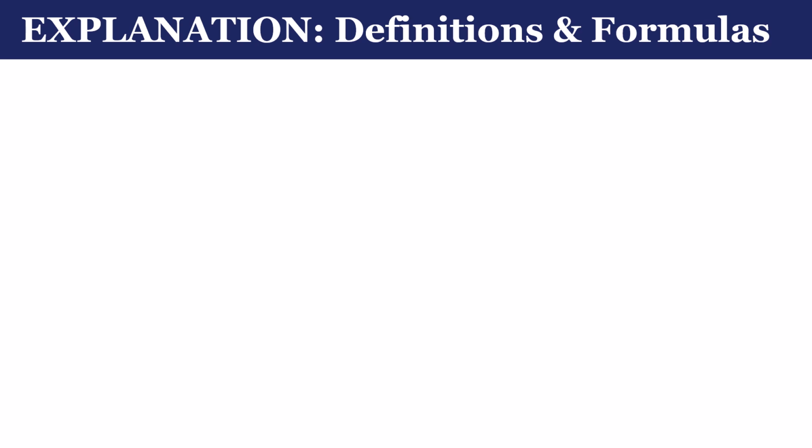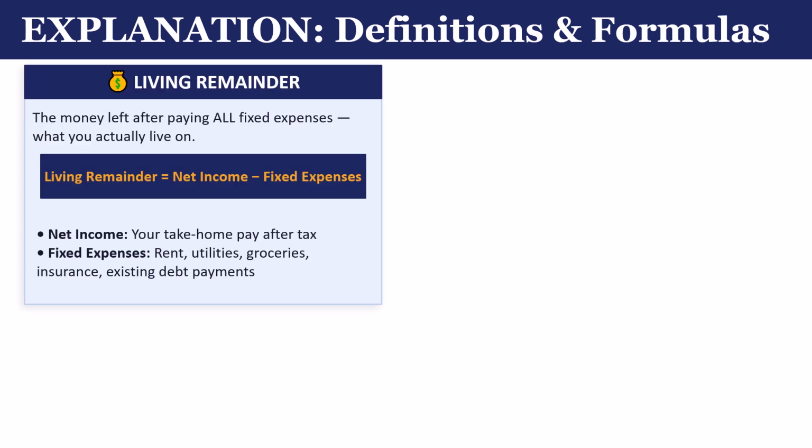Explanation, definition and formulas. What is living remainder? Living remainder is the money left after paying all fixed expenses. What you actually live on. Living remainder equals net income minus fixed expenses.